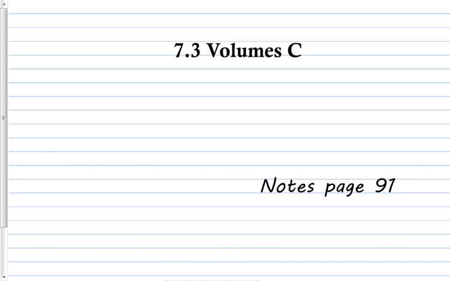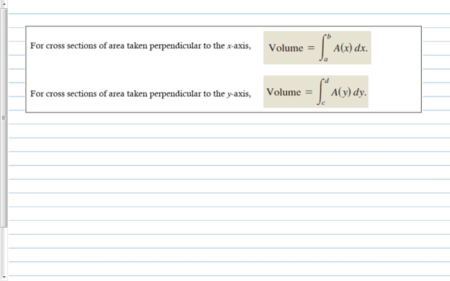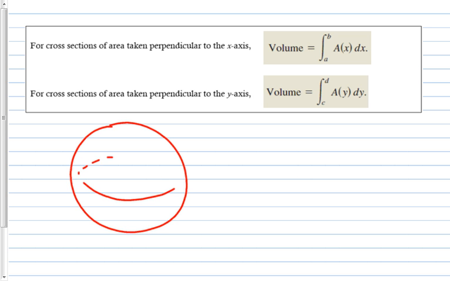All right, 7.3 volumes, part C. So this is volumes of cross sections, or using cross sections. A cross section is when you have a solid, and let's say I have a sphere. This is a sphere, so like a ball.